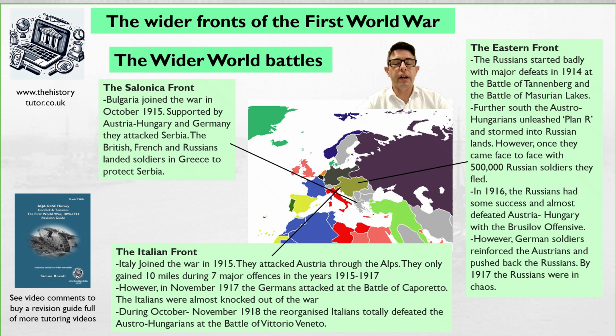Further south, the Austro-Hungarians invaded with their Plan R and stormed their way into Russian territory. However, once a large army of Russians, around 500,000 soldiers, appeared, the Austro-Hungarians quickly fled back into their own territory, and trenches and defences were formed between the two sides. In 1916, the Russians led their most famous battle, the Brusilov Offensive, and this attack on multiple locations severely weakened the Austro-Hungarians and almost knocked them out of the war.